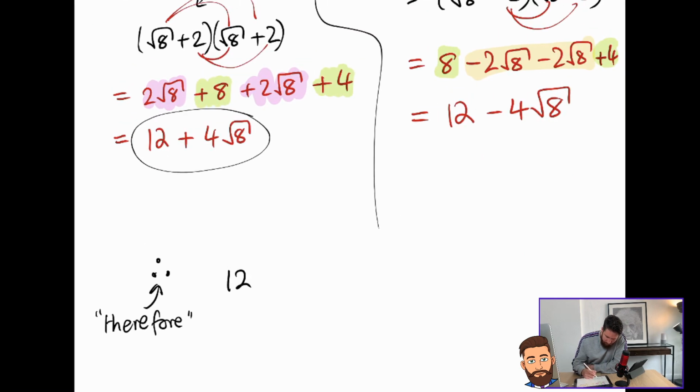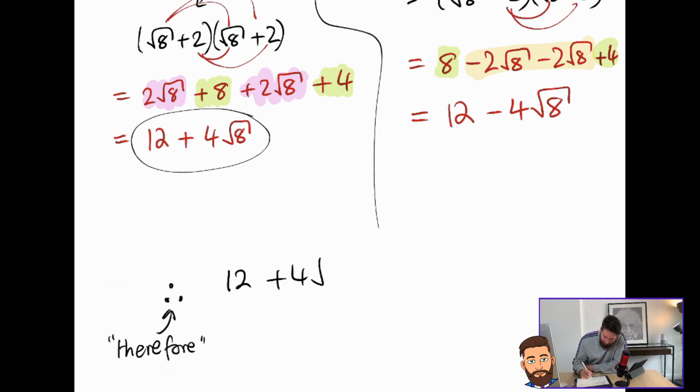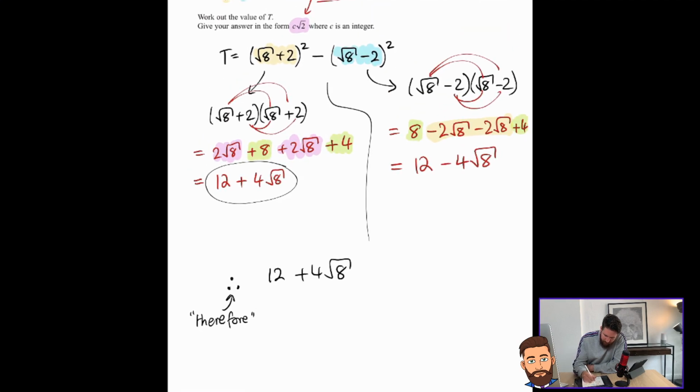Therefore, we've got 12 plus 4 root 8. That's what I got, remember, when I expanded A, minus, because I've got to take them away because the question told me to, the answer to this one squared, which is this. Now, where students go wrong, you have to put it in a bracket because I'm minusing more than one thing. I need to do this minus this minus this.